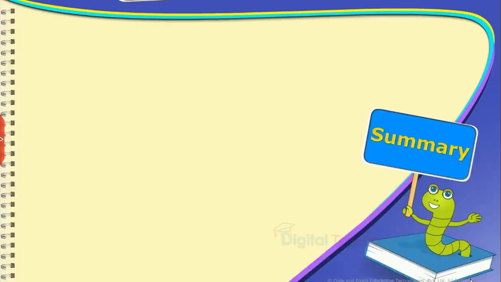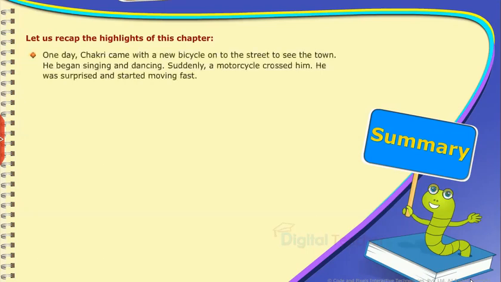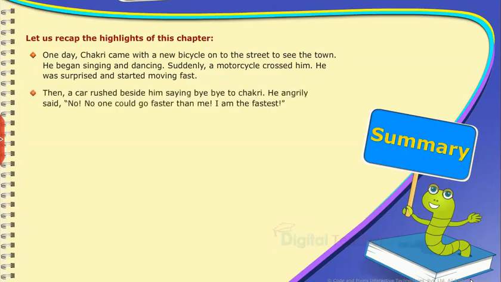Summary. Let us recap the highlights of this chapter. One day, Chakri came with a new bicycle onto the street to see the town. He began singing and dancing. Suddenly, a motorcycle crossed him. He was surprised and started moving fast. Then, a car rushed beside him, saying bye-bye to Chakri.